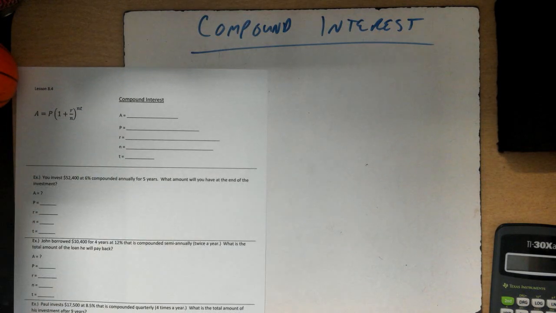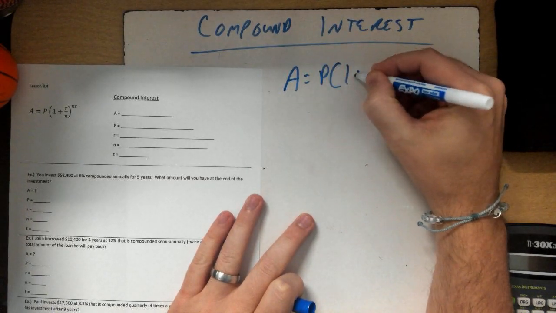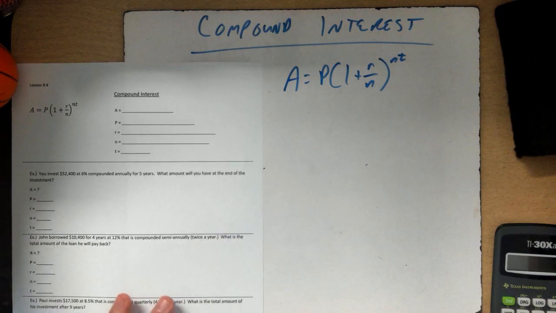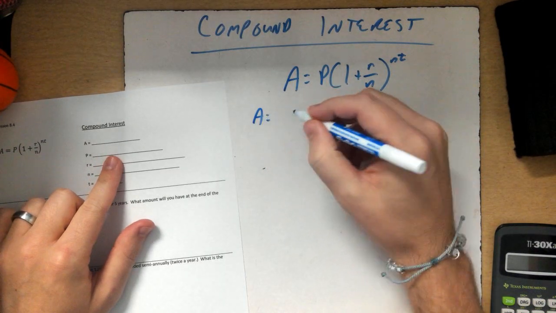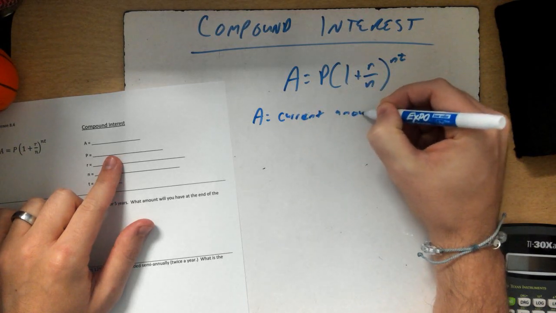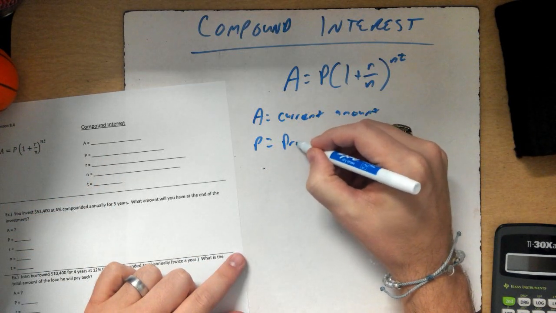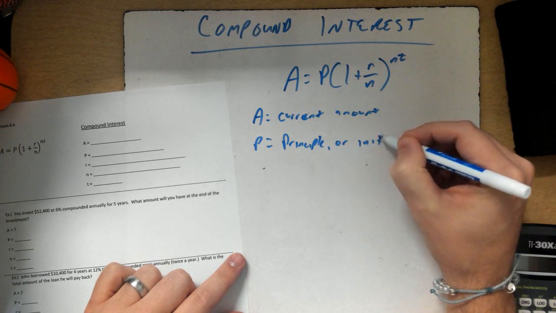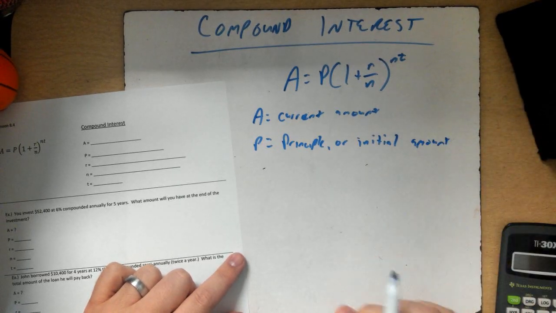Your formula is right here, okay? So your formula for compound interest is A equals P times 1 plus R over M to the N times T power, okay? So what does all that mean, all right? Well, the A is our current amount. So that's the amount we have in there currently. The P is the principal or initial amount. So that's the amount that we start with, okay?